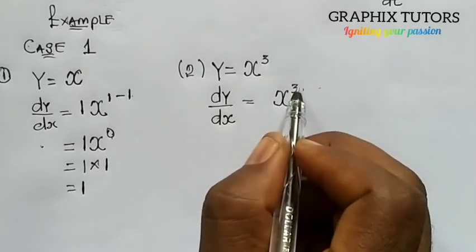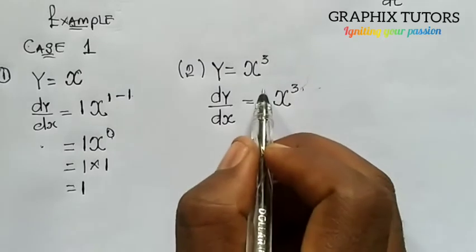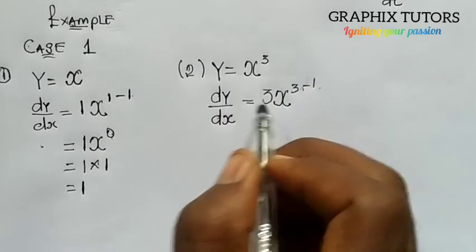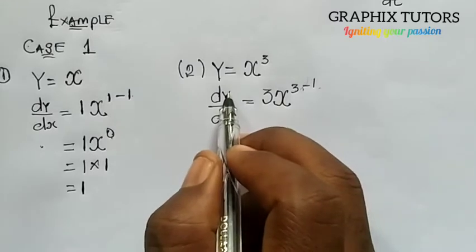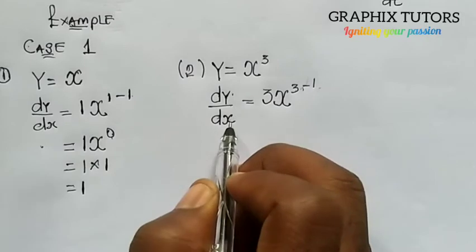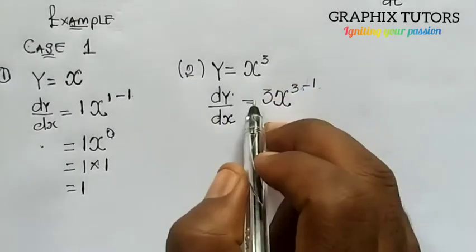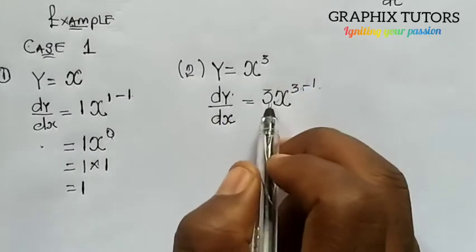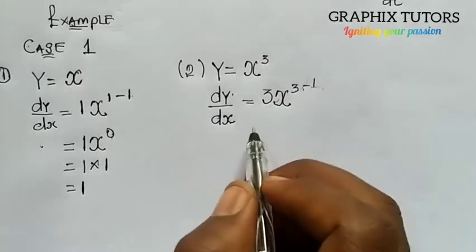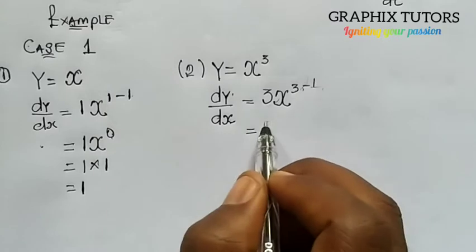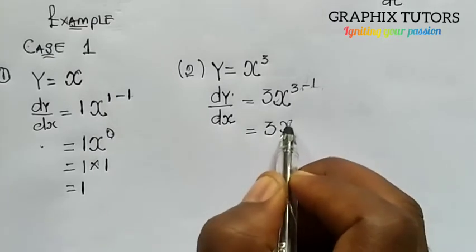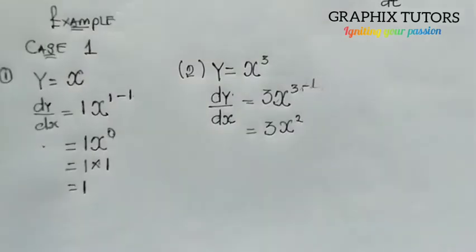I'll take the power here, we'll call it power row, come to the front, right? Then I'll subtract 1. Once I do the y over the x, that means the output over the input, I must bring the power down, multiply, and subtract 1 from it. And this will give me 3. So 3 minus 1 is 2, so we have 3x to the power of 2.